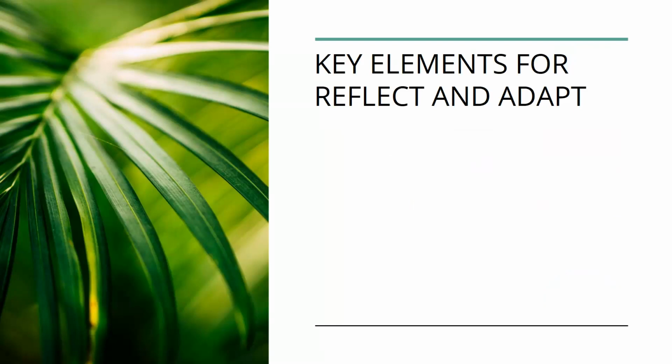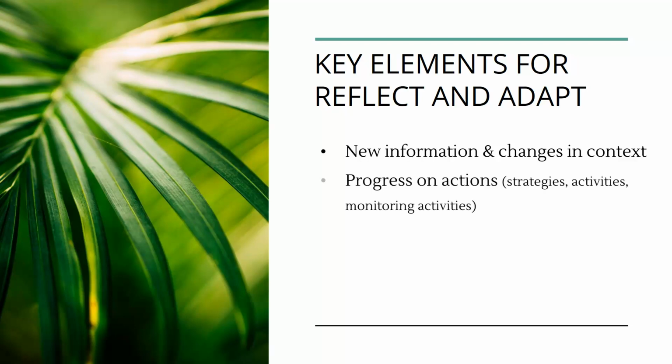As your team prepares to go through a reflect and adapt process, it will need several key elements to make informed decisions. In particular, you will need access to any new information you gathered and any changes in context since you first designed your project, a summary of how you are doing on implementing your project, in other words, progress on actions. Here you will look at whether you have done what you said you would do, and if not, why not? You will consider strategies, activities, and monitoring activities. You will also look at the progress on outcomes associated with your project.